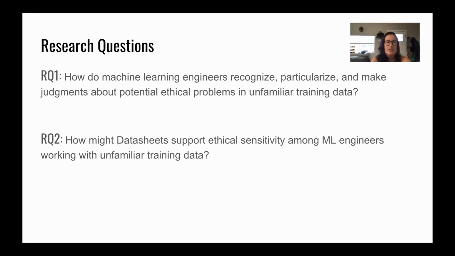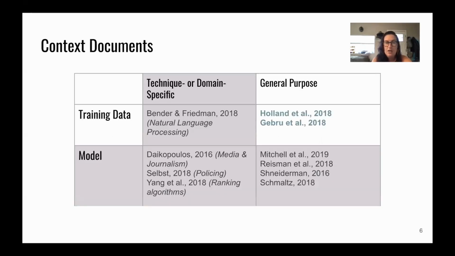So I wanted to observe and describe how machine learning engineers recognize, particularize, and judge when they're looking at unfamiliar training data. And I also wanted to test an intervention that claims to help people notice and understand ethical issues. So the intervention that I selected is one of a type of intervention that I'll call context documents. These are documentation that accompany models or training data, and among other things, help people notice ethical issues. All of these have additional purposes as well. But that's what brings them together.